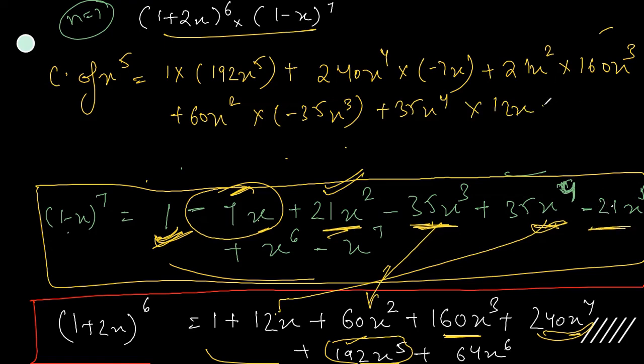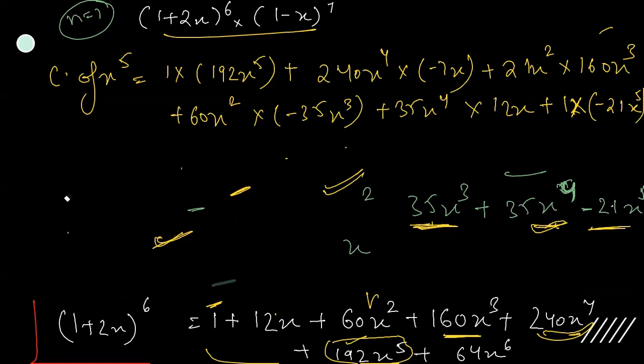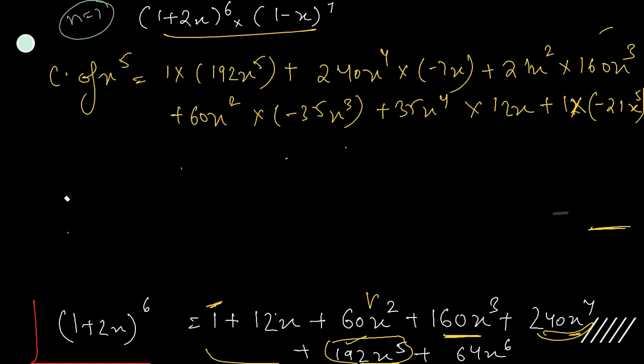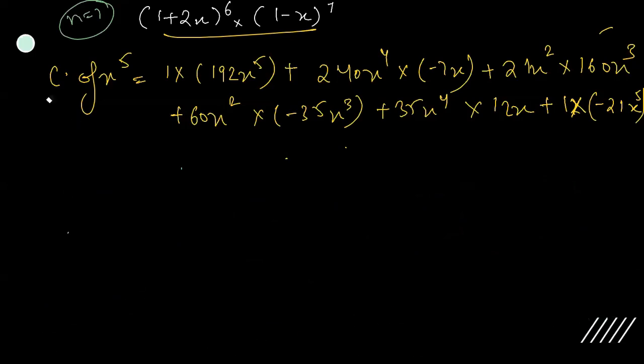And this one, so x raised to the power 5 is there, and it is multiplied with this. So first I am multiplying 1 with minus 21 x raised to the power 5. Right? Now I don't want these values, because 6 and 7 I don't want. I just want up to 5. I don't want the higher powers, 6 or 7, so I don't want further. So let's move towards the calculation.